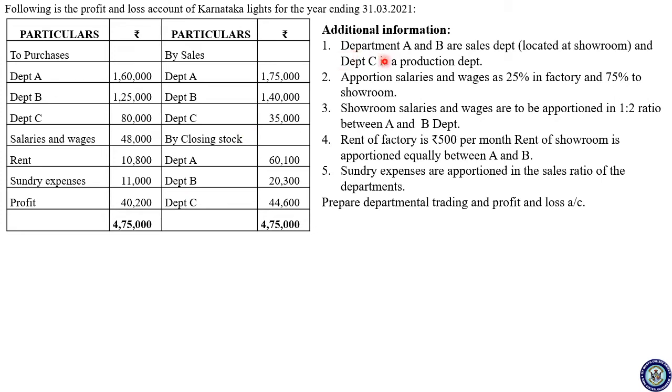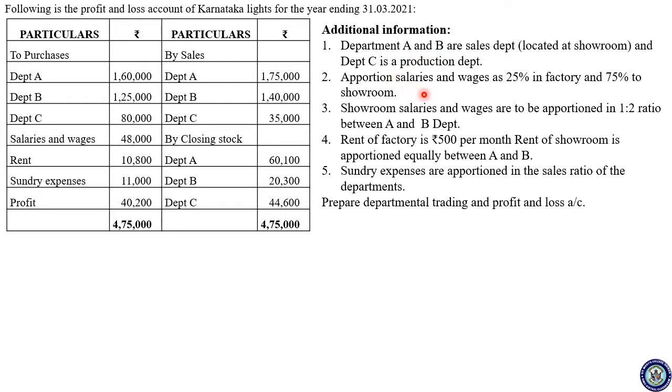Now the first point. Departments A and B are sales departments, located at the showroom. So A and B is the showroom. C is the production department. Production is done at the factory, so C is relating to the factory, and A and B are relating to the showroom. Okay, that's the first point. It is not that A, B, C are under the same department. They have given A and B as the showroom, and C is the production. Production is taking place at the factory.